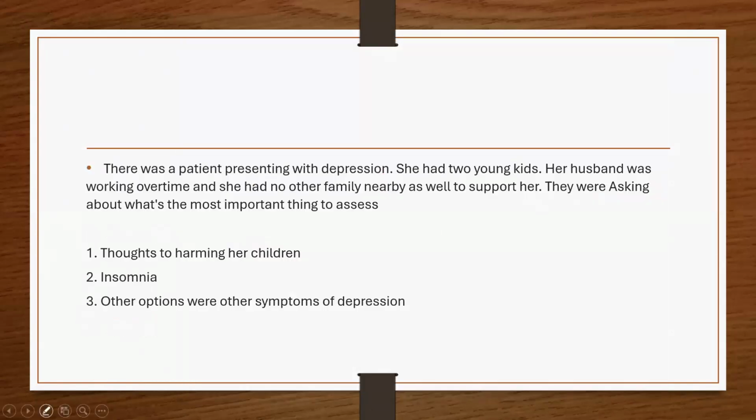There was a patient presenting with depression. She had 2 young kids. Her husband was working overtime and she had no other family nearby to support her. They were asking what's the most important thing to assess. 1, thoughts of harming her children. 2, insomnia. 3, other options were other symptoms of depression. Now, these sorts of ethical, psychology or psychiatric questions are also very common, so you need to know how to approach them.